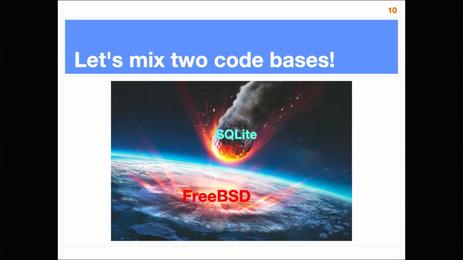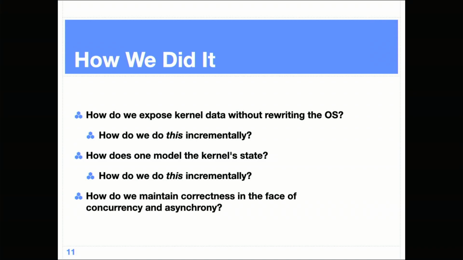Both debuggers, LLDB and GDB, already have SQLite in them. It's just everywhere because it's small and it's portable, which is great because it made it, I would never say easy, it made it less horrible to port it into the FreeBSD kernel. So what we wanted to know from an engineering standpoint, not from a science standpoint, was how can we expose our kernel data without rewriting the OS, right?